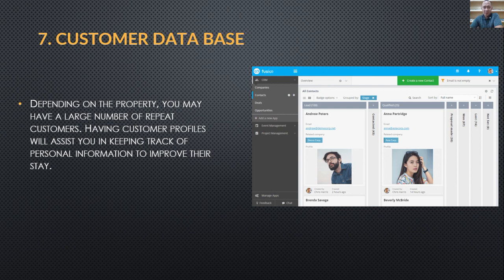And having a customer profile will assist you in keeping track of their personal information to improve their stay when they avail your services again. So you know their likes and also their dislikes, and you can already anticipate the possible demand or special requests of these specific clients.